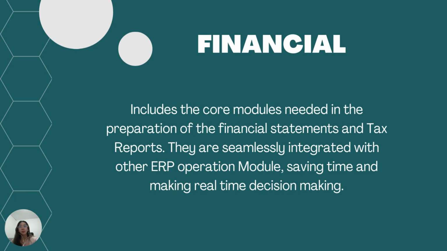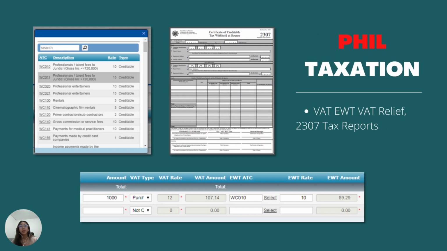Now, we're moving on to the modules of our ERP system. First, the financial module, which includes the core modules that are needed in the preparation of the financial statements and tax reports. The 8-box ERP system also follows the Philippine taxation standards, which includes the 2307 tax reports, VAT regulations, EWT, VAT relief, and so on.